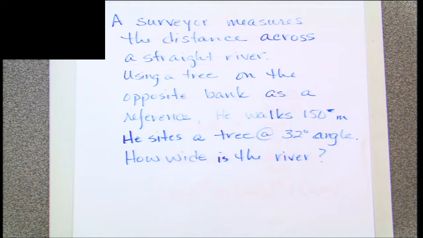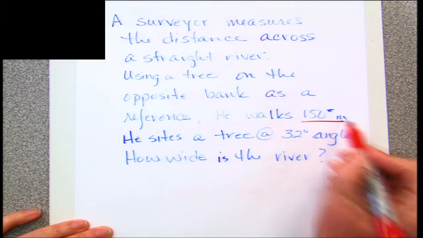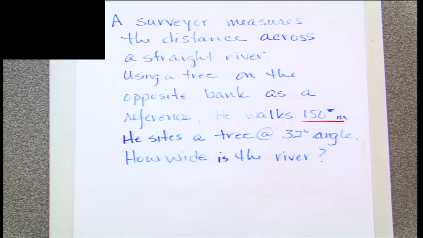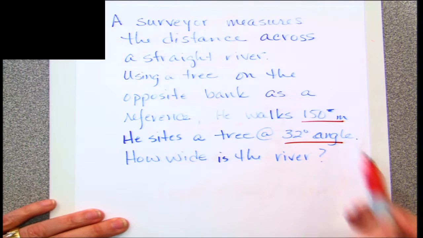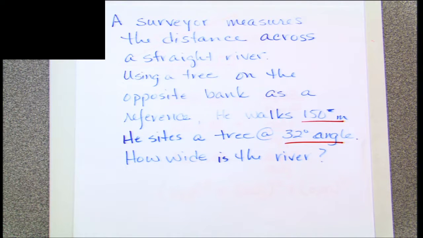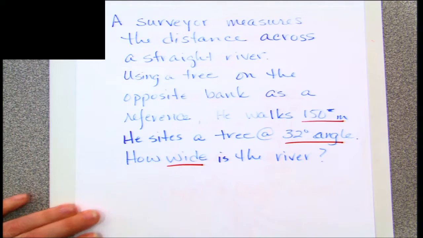Well, here's a piece of information that I know. I know that I've got 150 meters. I know that I've got a 32-degree angle. And what I'm trying to find out is, how wide is the river? So some of you may want to underline it and work through it. First thing you want to do is, like I said, you read the problem. Then you draw the diagram.